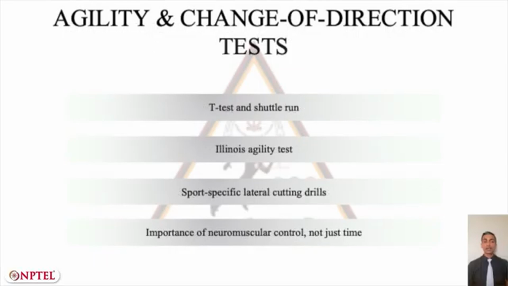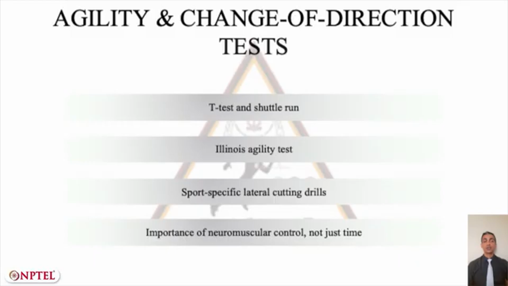Agility tests like the T-test or shuttle test replicate the demands of cutting and directional changes in sport. T-test is used to evaluate multidirectional agility, change of direction speed, and body control. Slower times or poor movement quality suggest deficits in agility or neuromuscular control.